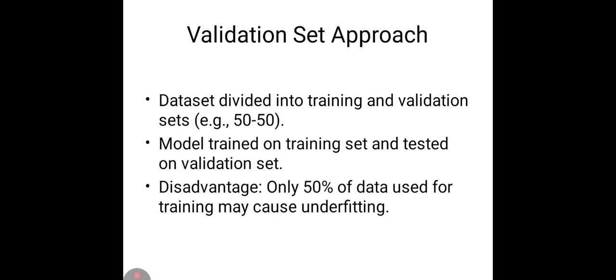Next is the validation set approach. In the validation set approach, we split the data set into two parts, usually 50% for training and 50% for testing or validation. The model is trained on one half and evaluated on the other. However, the major drawback is that we lose 50% of our training data, which can lead to underfitting, especially when the data set is very small.